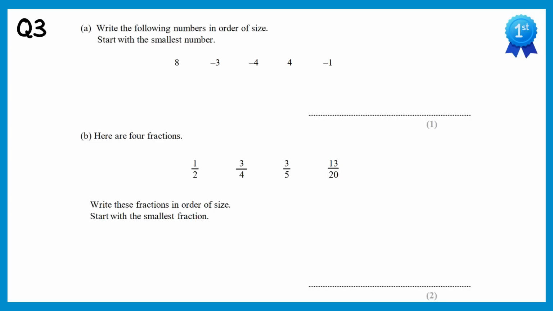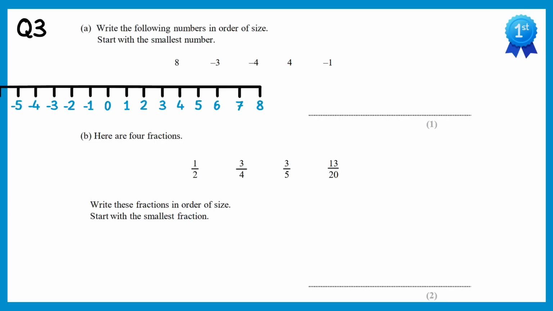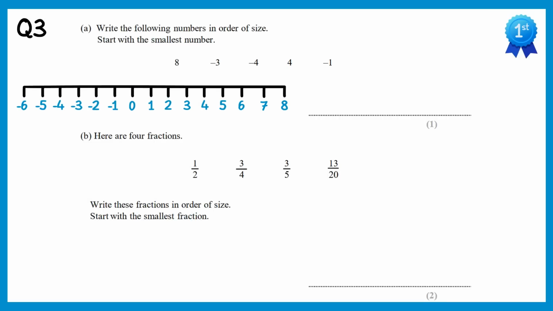For this question we need to put these numbers in order. Let's draw a number line and we'll mark a cross for each of the numbers. So we've got 8, -3, -4, 4, and -1. The smallest number is on the far left, so we'll start with -4, then -3, then -1, then 4, then 8.